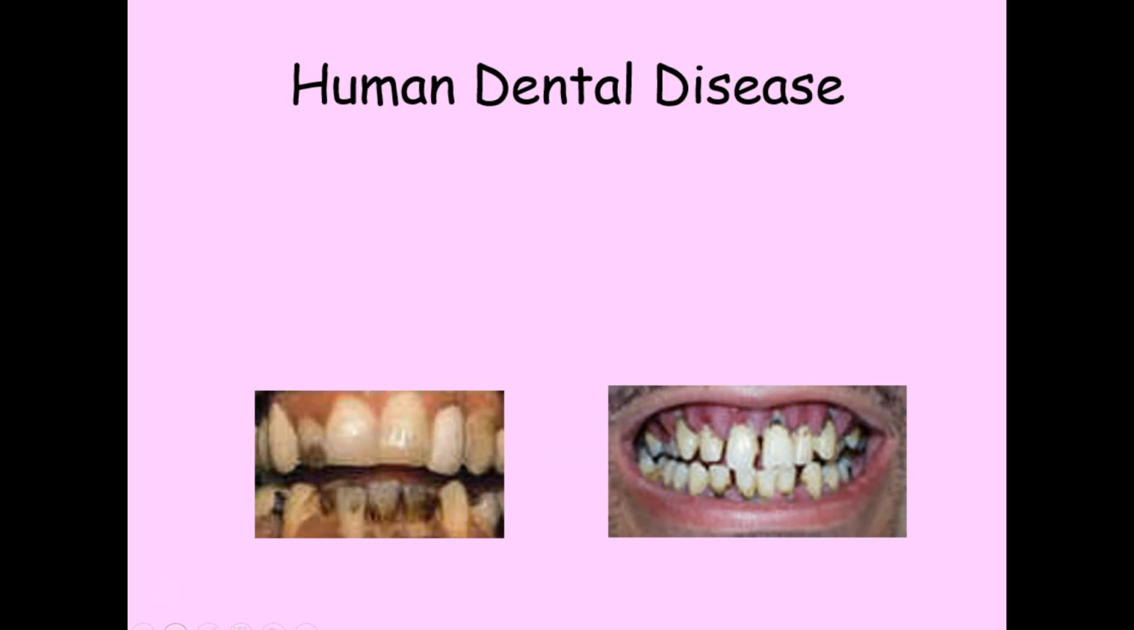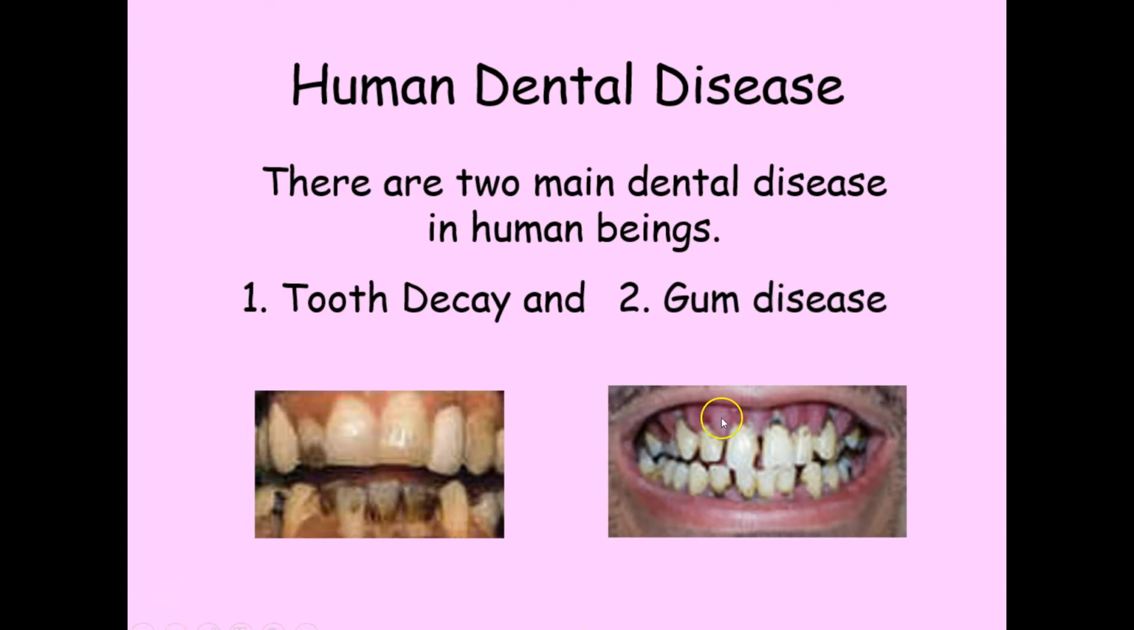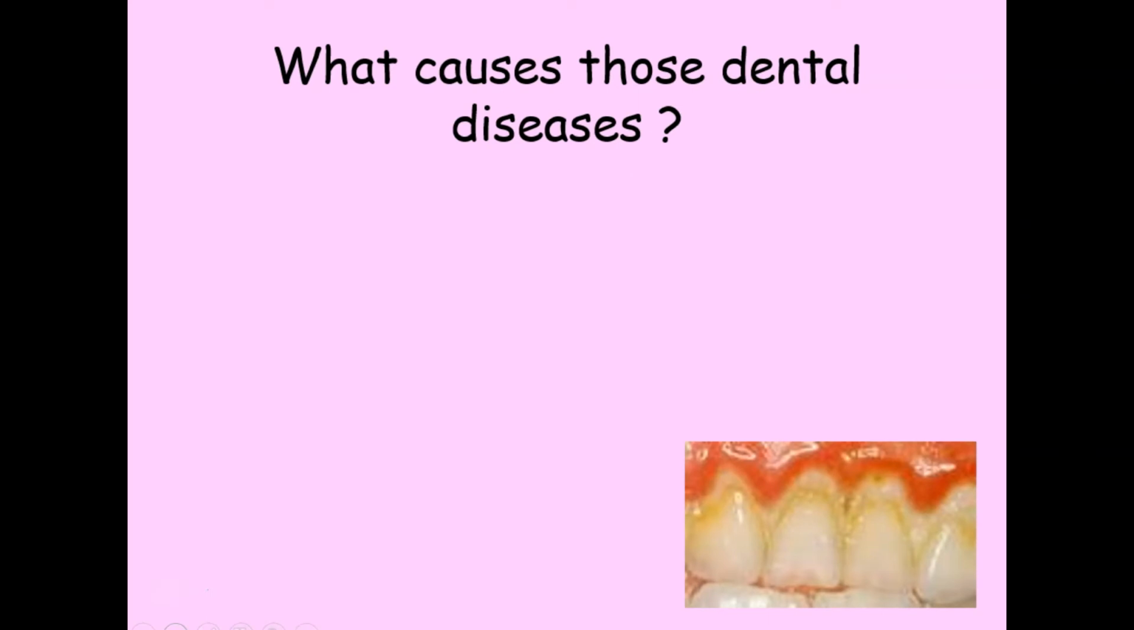So let's look at human dental diseases. There are 2 types of dental disease in human beings. The first one is tooth decay, and you can see that obviously in this picture, if you have a look at these black bits here. And the second one is gum disease, and you can see that very clearly as well. These gums are swollen and red, and actually they should be flat and light pink if they are healthy.